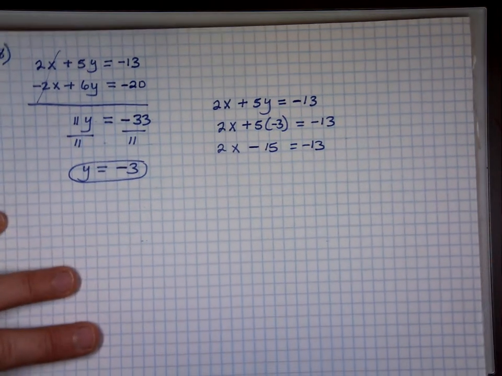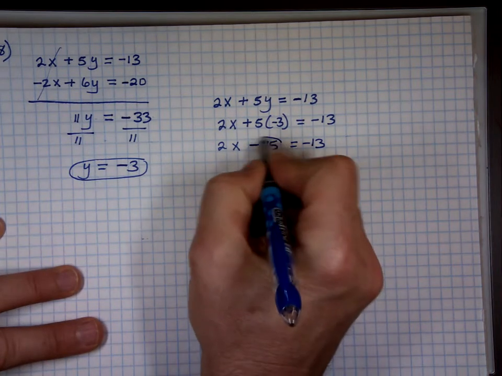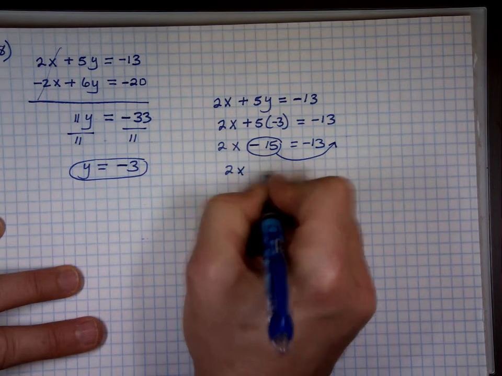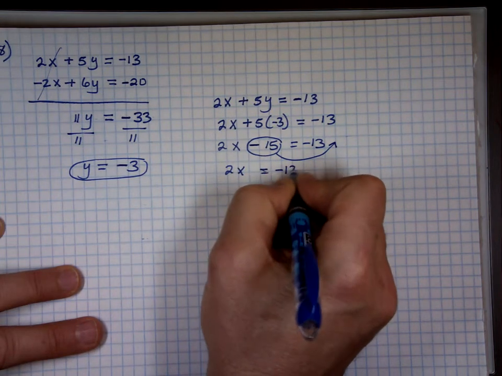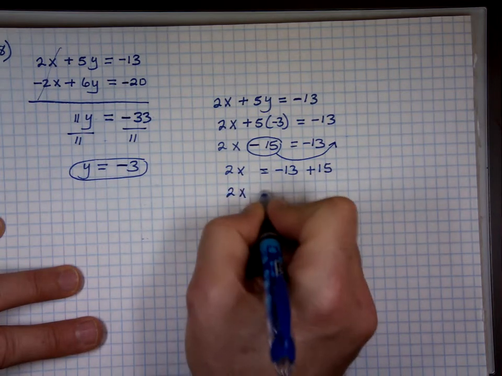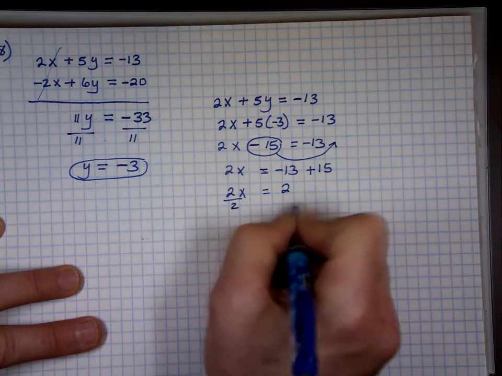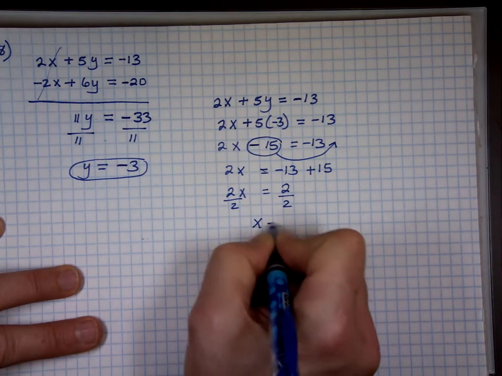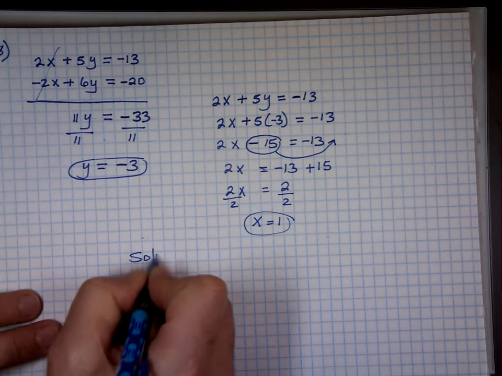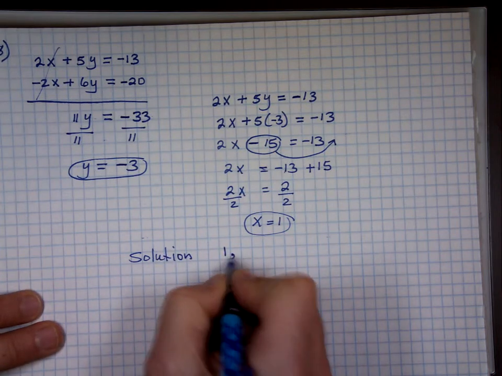I'm going to solve it for x. Take the negative 15 to that side and it becomes what? Positive 15. What's negative 13 plus 15? Is that a 2? And x will have to be what? 1. X is 1. Again, be careful when you write your solution. Always x first, y second. 1 and negative 3.